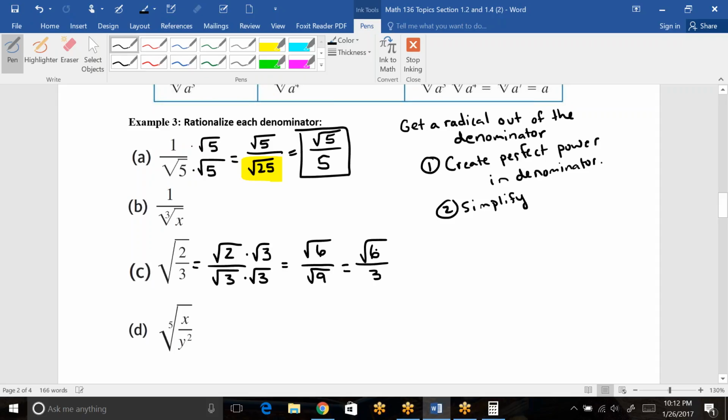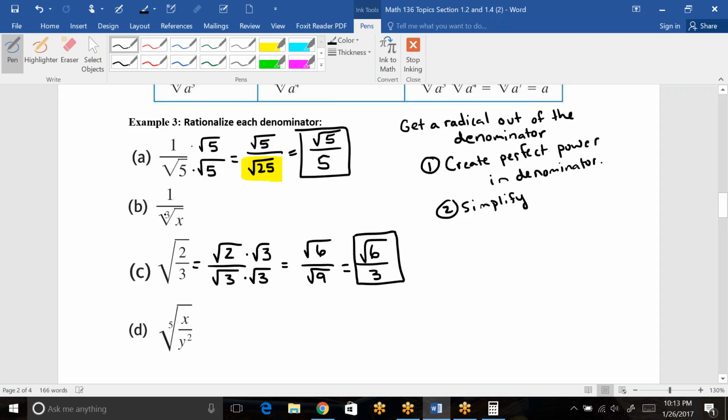Be careful, do not get tempted to try to reduce the 3 and the 6. 6 is not really a 6, it's a square root of 6, which is actually a decimal. So outside numbers can only reduce with outside numbers. Inside numbers can only reduce with inside numbers. Okay, so in both of these cases, we did just multiply by whatever was in the bottom.